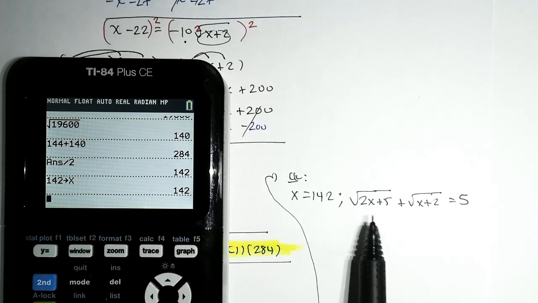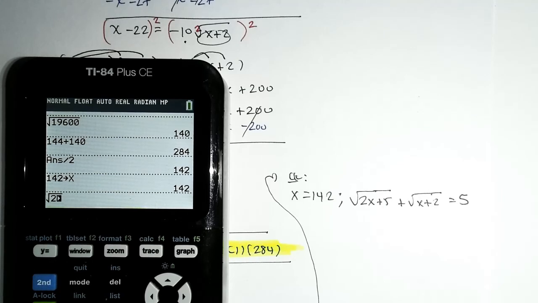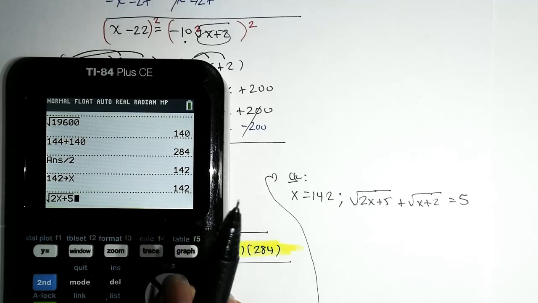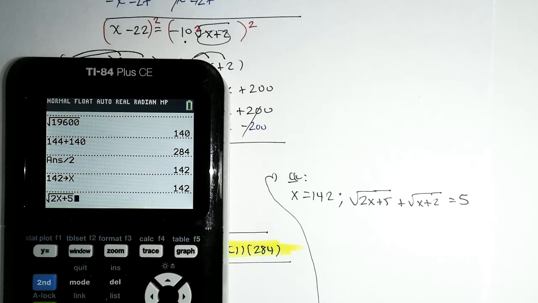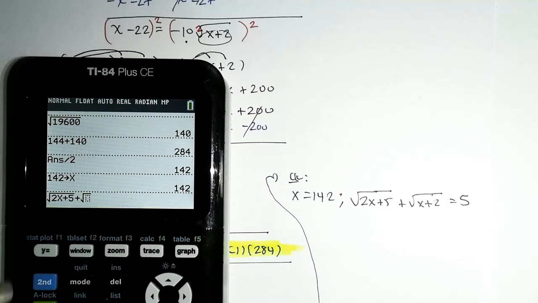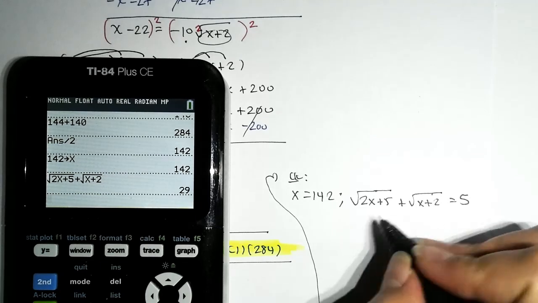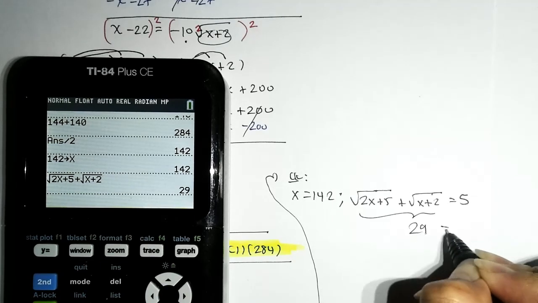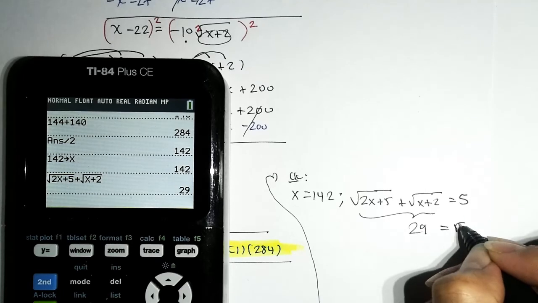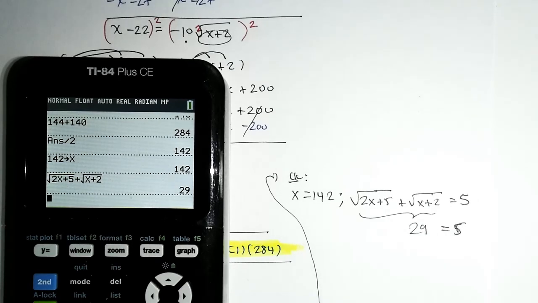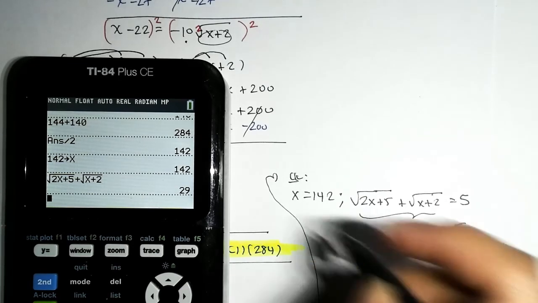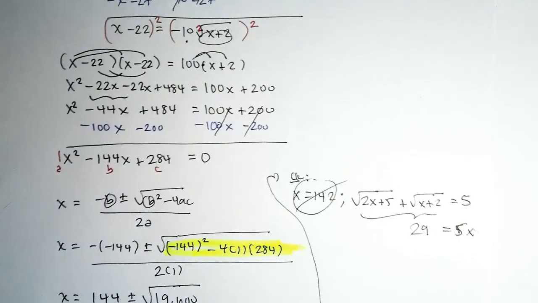So now we can just write the expression on the left. So expression on the left reads square root of 2x plus 5. Get out of the radical, use your side arrow, plus square root of x plus 2. And then we can hit enter. So the left side simplifies to 29. The right side gives us 5. Last time I checked, 29 and 5 are not equal, so this doesn't check out. So 142 is not a solution.